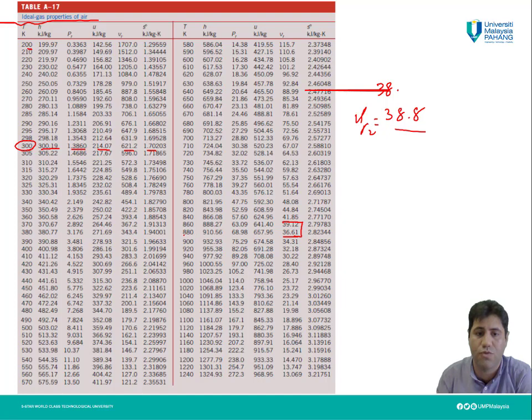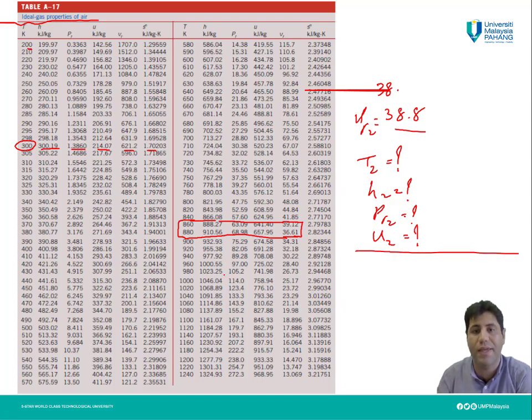The first property which we are... all of these properties actually are important inside this box. And the property which we can find here, we can find temperature or T2, we can find H2, we can find PR2, we can find even U2. But how can we find that? By interpolation. How is this interpolation process?